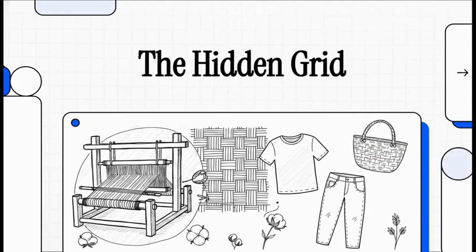Ever stop to think about what a cotton shirt, a pair of jeans, and, say, a beautiful silk sari really have in common? Well, today we're going to unravel the secret grid that holds so much of our world together. It's an ancient technology you're almost certainly wearing right now.